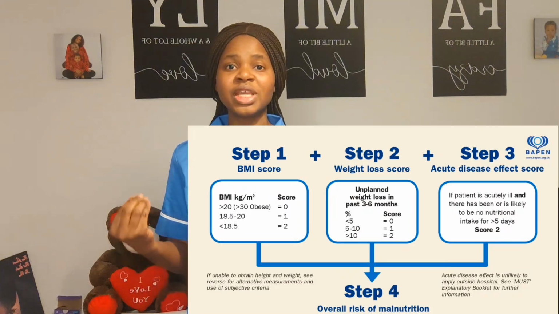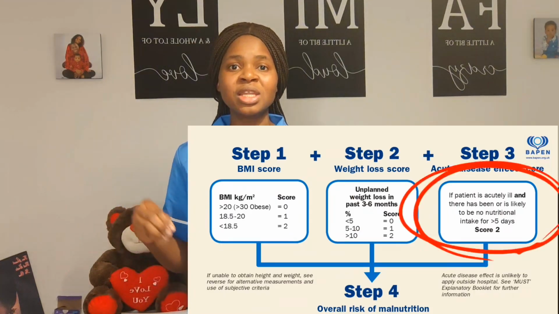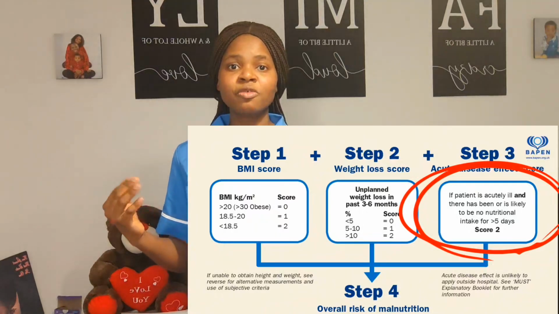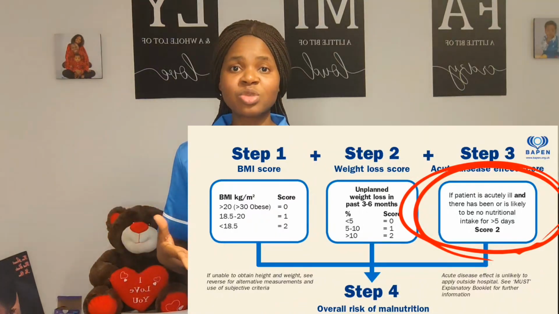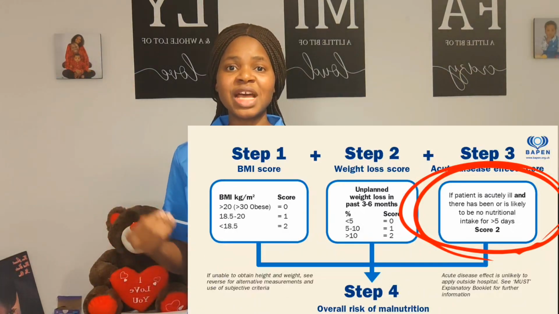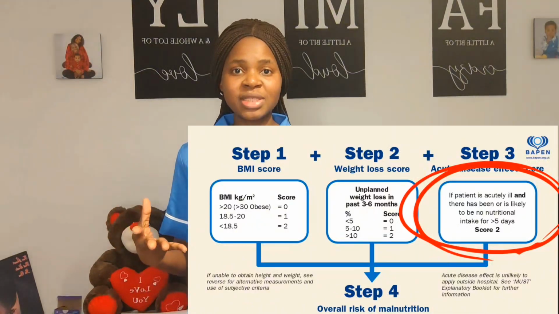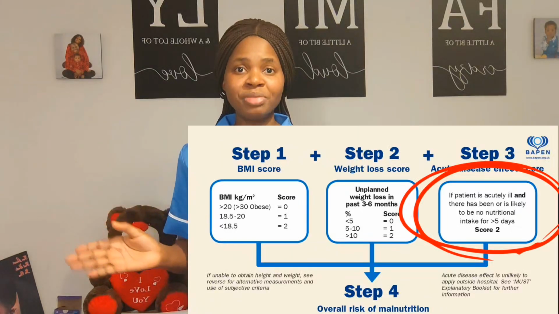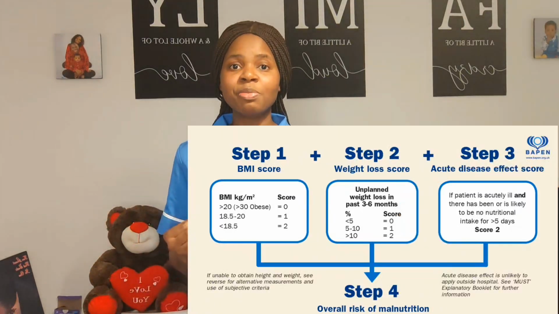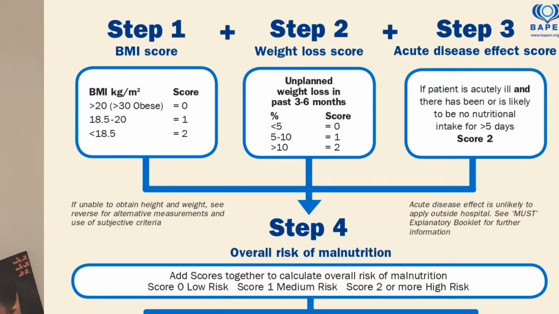And for step 3, if it is not mentioned in your scenario that this patient is acutely ill and has not been taking adequate oral intake for some days, this patient will still be scoring 0. However, if it is stated that this patient has been acutely ill and has not been taking oral intake properly for some days, all right, that will make the patient automatically score 2. Okay, and in your step 4, sum up the score. It's as simple as that.